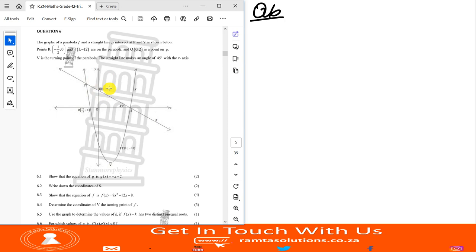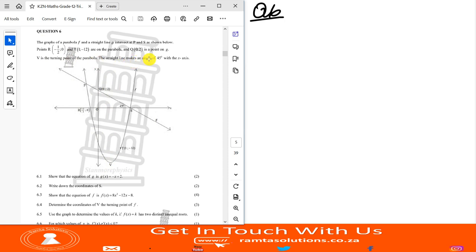Oh, this is your y-intercept of your straight line. Be careful. This is your y-intercept of a straight line. You already have a Q. Then V is a turning point of the parabola. Here is V. Remember, guys, if you're using a mobile device, please rotate your screen. So this is V. What is V? V is a turning point. They say it's the turning point of the parabola.